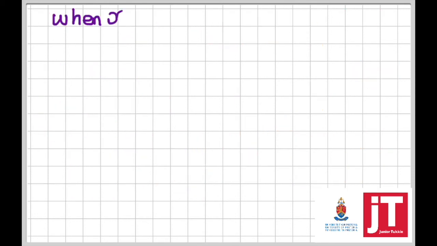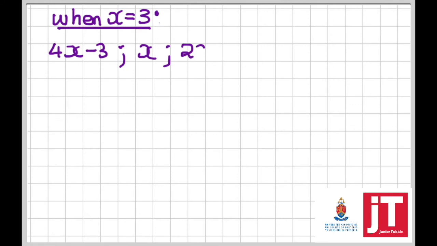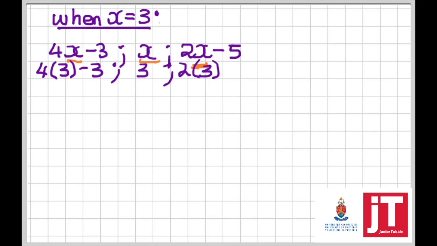We move on to when x is equal to 3, which is the second x value. Same thing, we rewrite the same three given terms, but we repeat the same process of substituting the x value into those expressions where there is x. We get 4 times 3 minus 3, we get 3, and we get 2 times 3 minus 5. Then simplifying that, we get 9, we get 3, and we get 1 for the values that make up our sequence. So these are the first three terms when x is equal to 3.